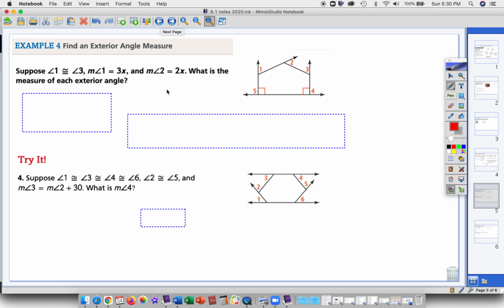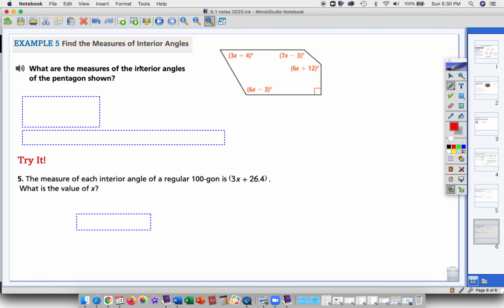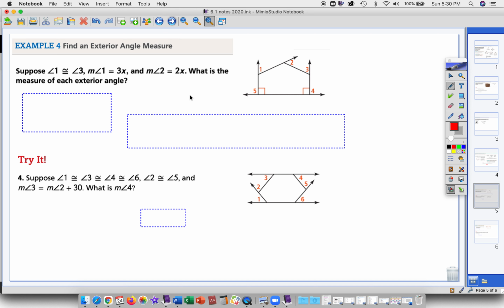So again, pause the video. Go ahead and try these examples for example 4 and example 5. When you're done, come back and we'll compare solutions. Okay, let's see how you did. So you're given information about the angles and you're asked to figure out what is the measure of each exterior angle.